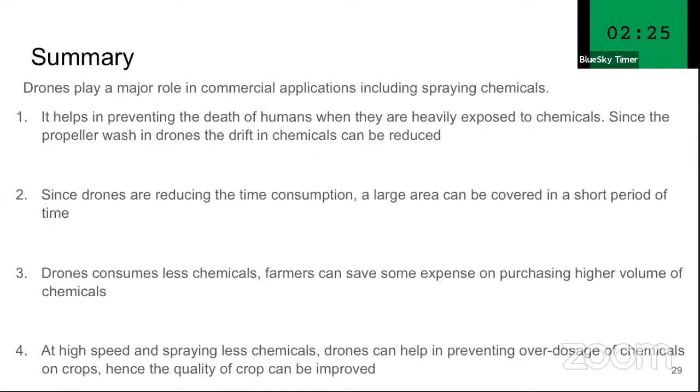So drones play a major role in commercial applications, including spraying chemicals. It helps in preventing the death of humans or health hazards when they are heavily exposed to chemicals during manual spraying. Since the propeller wash in drones, the drift in chemicals can be reduced. Since drones are reducing the time consumption, a larger area can be covered in a shorter period of time. And drones consume less chemicals, and farmers can save some expense on purchasing high volume of chemicals. This is a significant part in the farming economics.